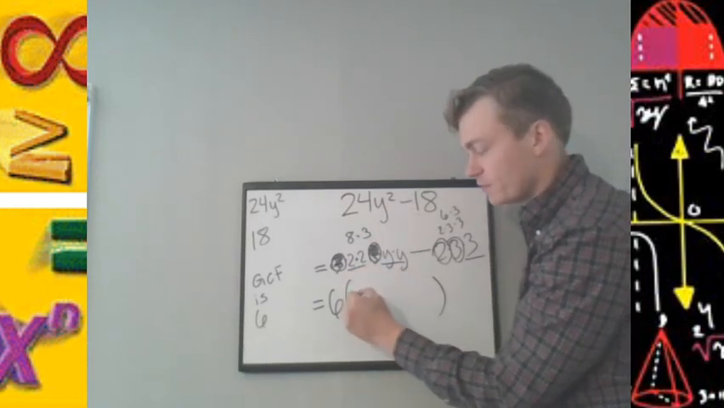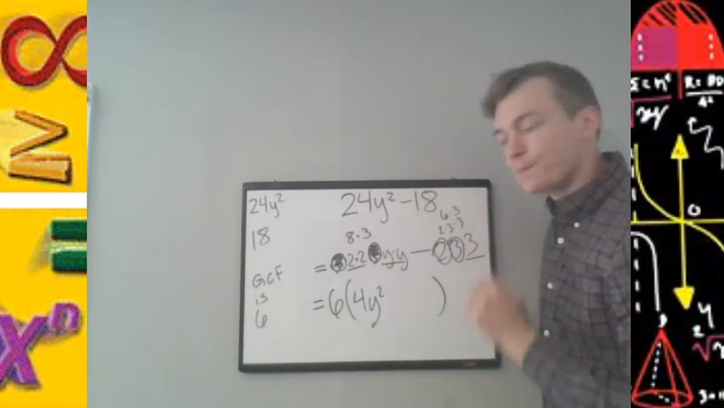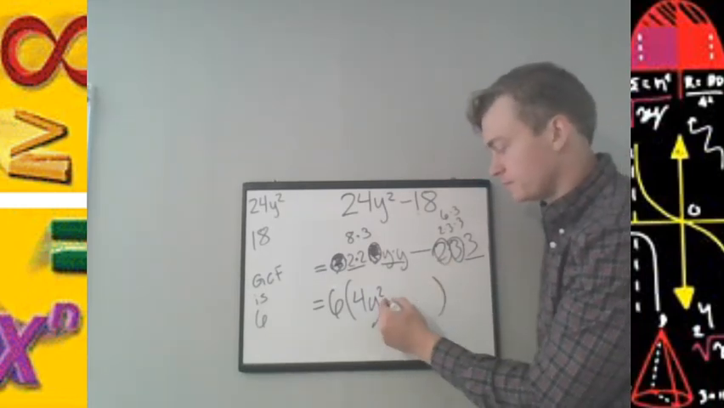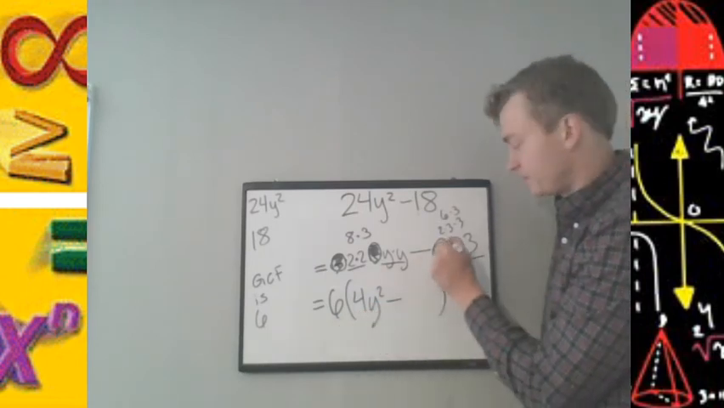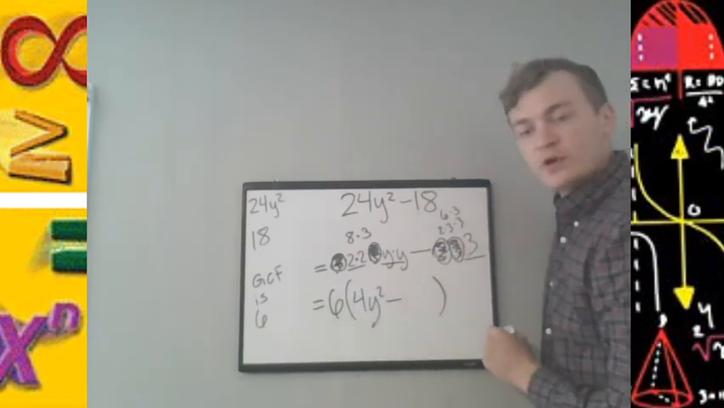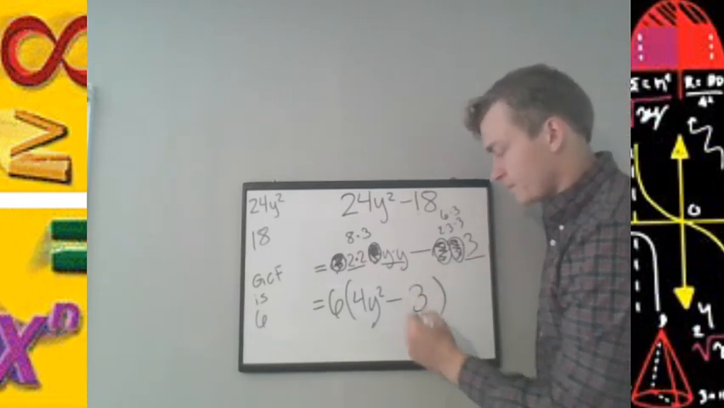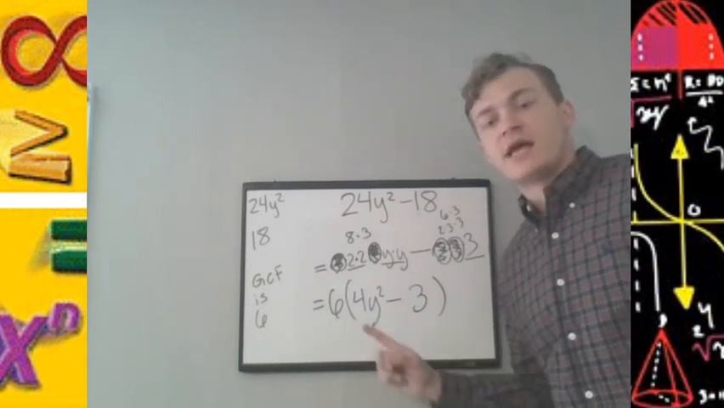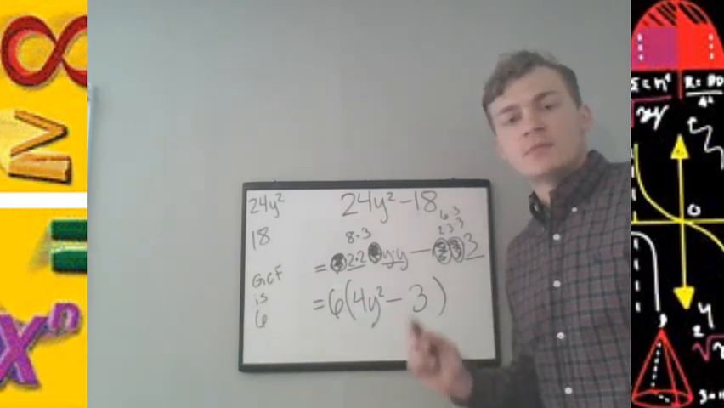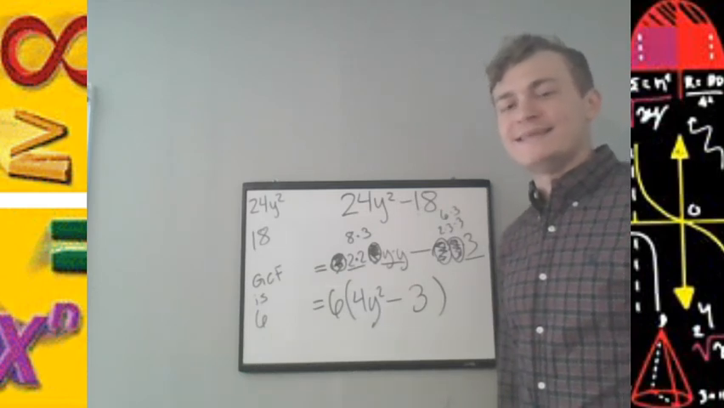2 times 2 is 4. Y times y, y squared. Minus 2 times 3 here. That was our 6 that we factored out. So what did we leave behind here? A factor of 3. So the product of 6 and 4y squared minus 3 will give us our binomial 24y squared minus 18.